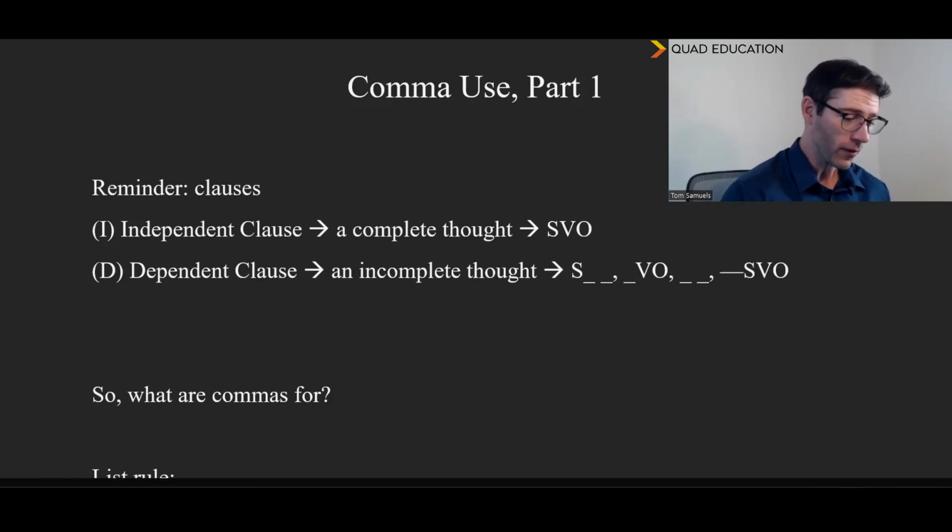So just a quick review of those. An independent clause, which I'm just going to denote as the letter I from now on, is a complete thought. It has a subject and a verb and usually an object. And a dependent clause is an incomplete thought, which is to say that it's either missing a subject, missing a verb, or missing both, or has something in front of the subject and the verb to make it incomplete.